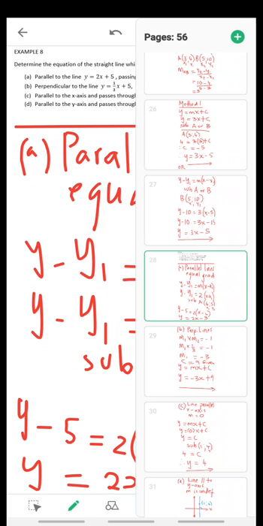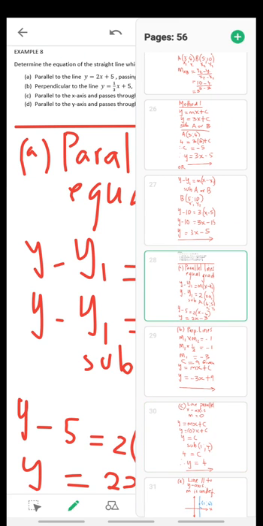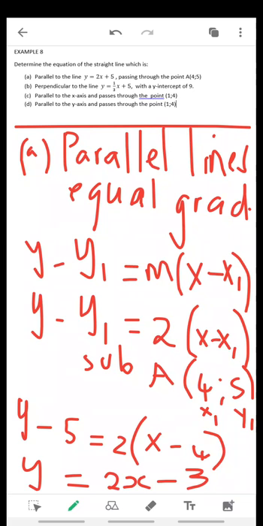Okay, so I'm going to substitute that as x and y. Then let's look at what we got. When I substituted the point (1, 4), remember I no longer have x, so I can't substitute 1 anyway, but I can substitute 4 because 4 represents y. So when I substituted 4 where there is y, then my c was equal to 4. Therefore, the equation of this straight line will be y equals 4.